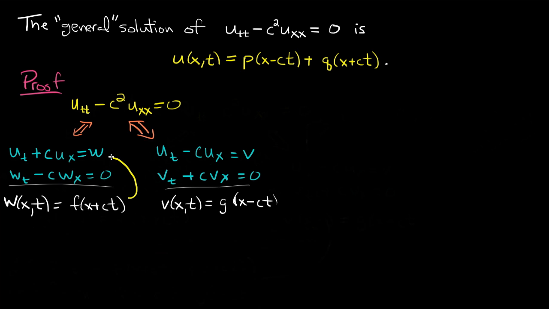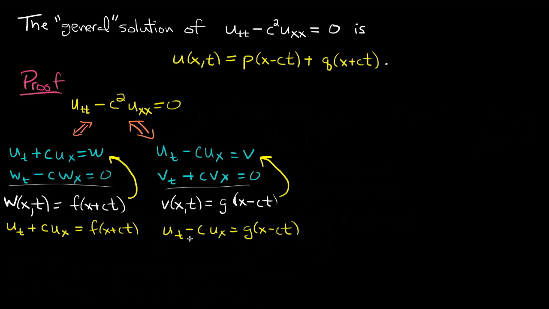We can take this f and plug it in for w, and we can take this g and plug it in for v, and we get the following equations. ut plus cux equals f of x plus ct, and ut minus cux equals g of x minus ct. These are two transport equations involving some known functions f and g. Our job now is to find u from these two equations.